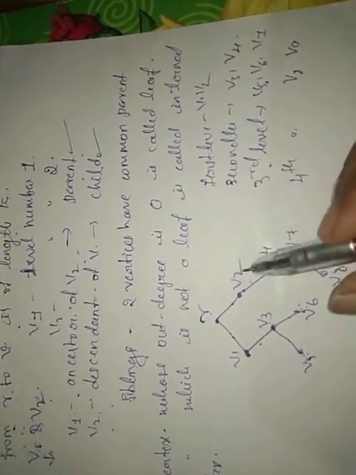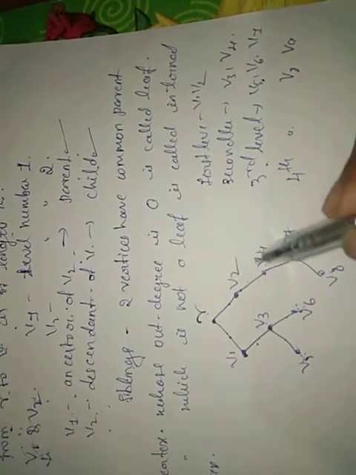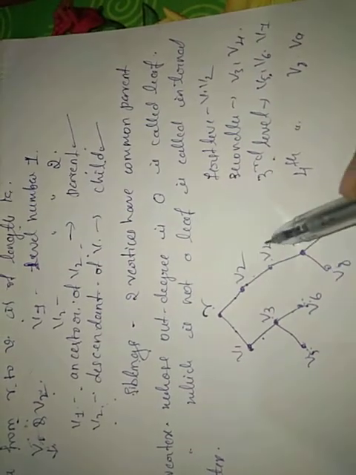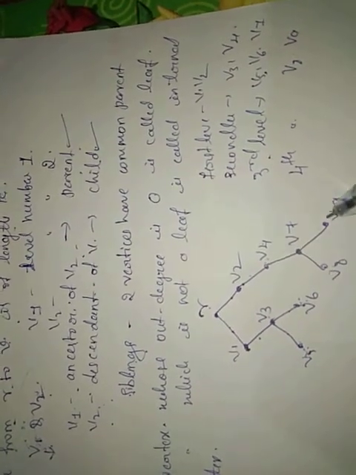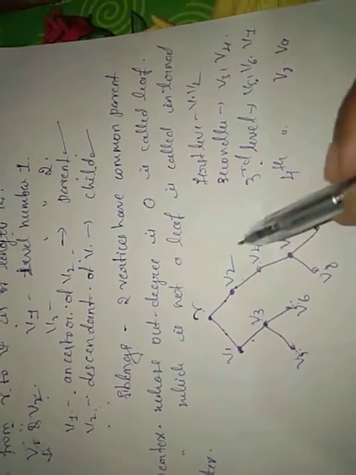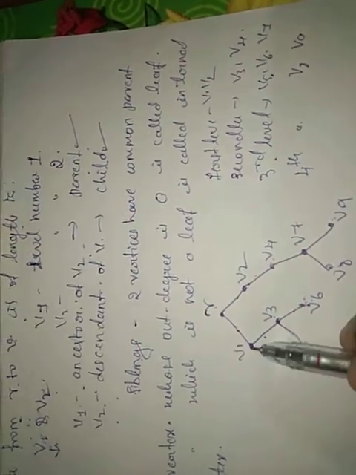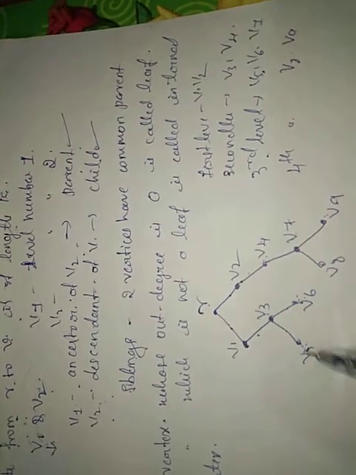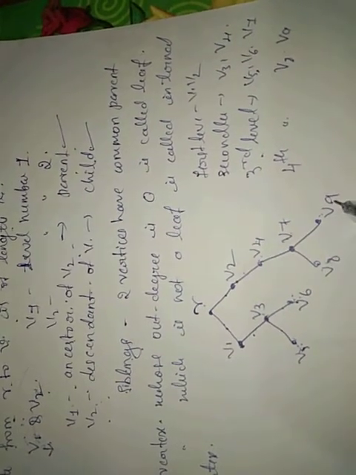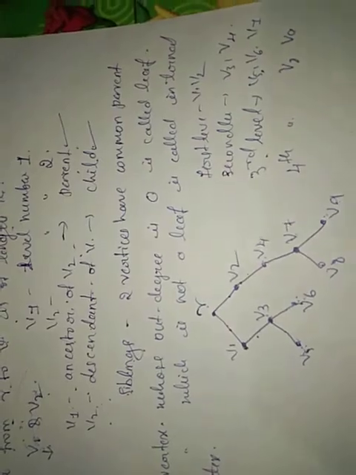Similarly, V4, V7, V8, V9 are descendants of V2, and V2 is the ancestor of these vertices. And V2 is a parent to V4. V4 is a parent to V7. V8 and V9 are the children of V7. And V1, V2, V3, V4, V7 are called the internal vertices. V5, V6, V8, V9 are called the leaves of the tree.